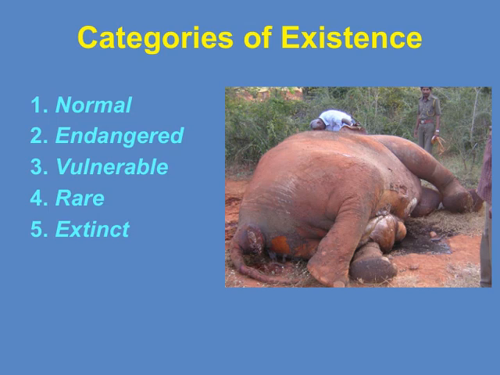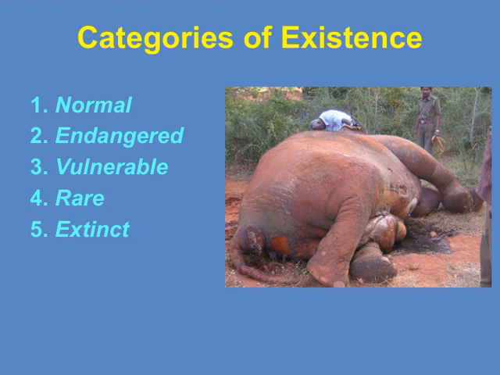Let's take a look at the different categories of existence that help us understand how various species are faring in the world today. First, we have the normal category, which includes species that are currently stable and thriving without immediate threats. These are the species we often consider as common or abundant. Moving on, the endangered category refers to species that are at a very high risk of extinction in the wild if we don't take action.